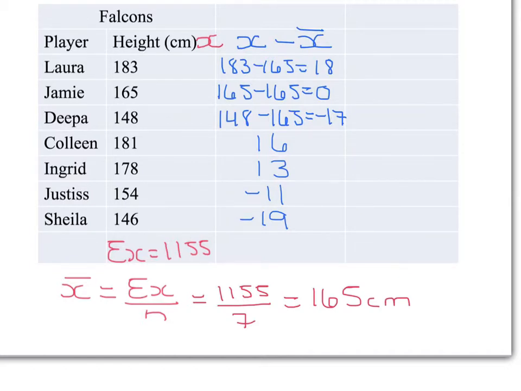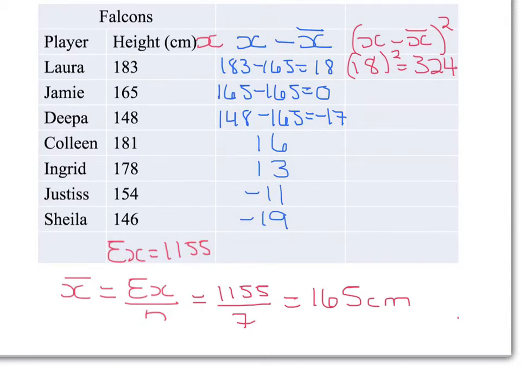So we'll add another column here. We're going to show the deviations that we just calculated. That's just x minus x bar. And we're just going to square all of those. So as I said, we'll have 18, and we're going to square that.